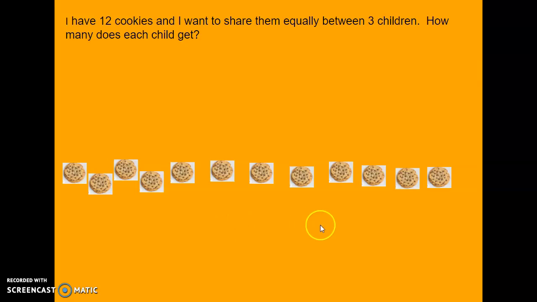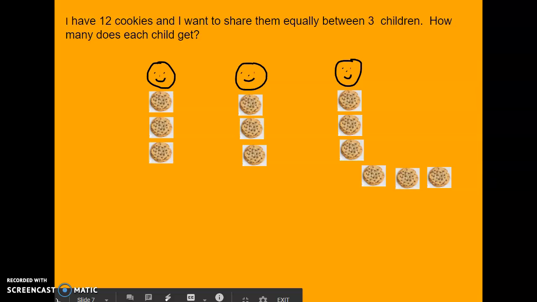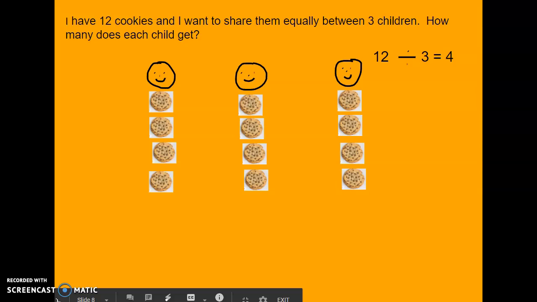So here are my 12 cookies, okay? This is what we're going to do. We know that there are 3 children, so I've drawn my 3 faces, and then can you see I've given a cookie to this child, then to this one, and then to this one. And then I'm going to continue sharing them. So now I've given them another cookie each. Then I've given them another cookie, and I have 3 more cookies left, and I'm going to share them out. So I shared them equally.